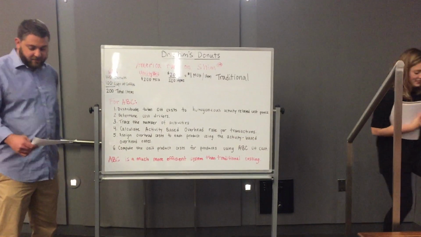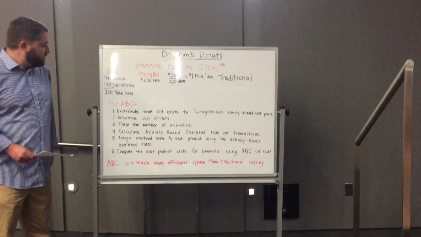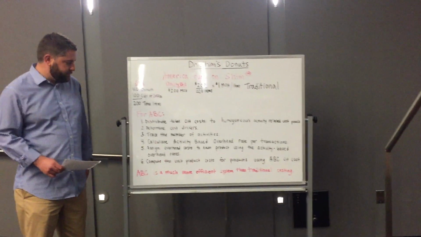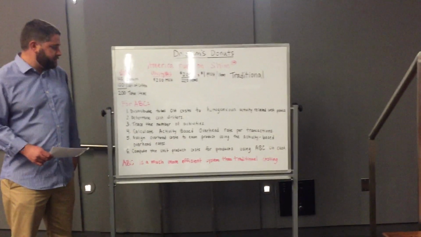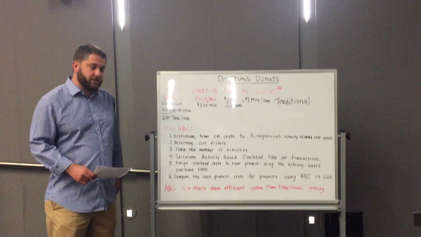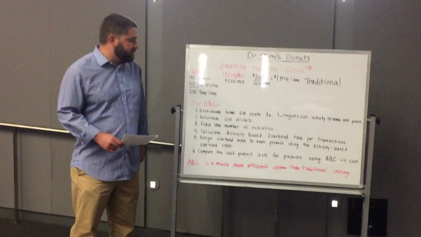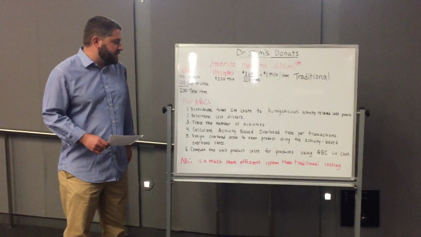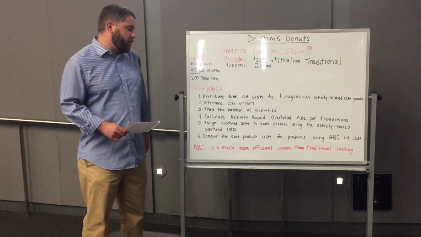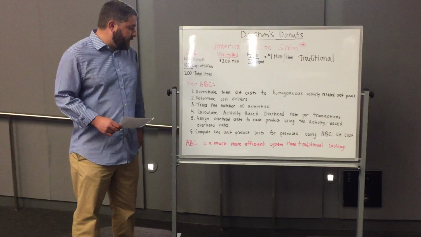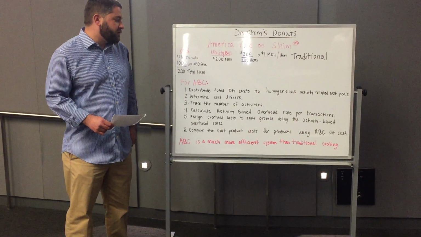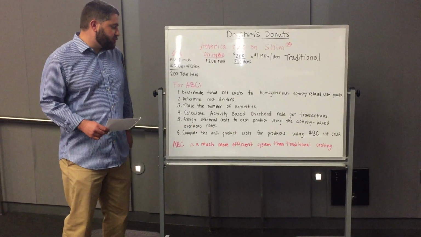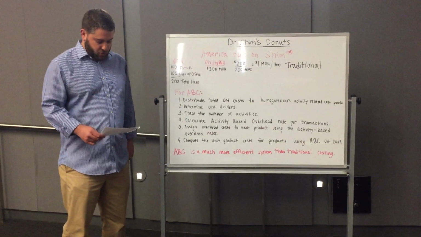The 6 steps for activity-based costing are: distribute total overhead costs to homogeneous activity-related cost pools, determine the cost drivers, trace the number of activities, calculate activity-based overhead rate per transactions, assign overhead cost to each product using the activity-based overhead rates, and compare the unit product cost for products using the ABC overhead cost. ABC is a much more efficient system than traditional costing.